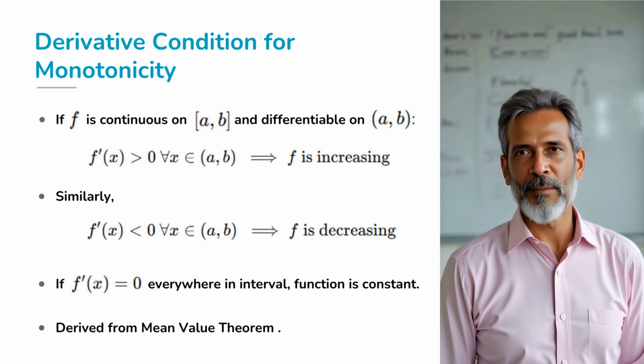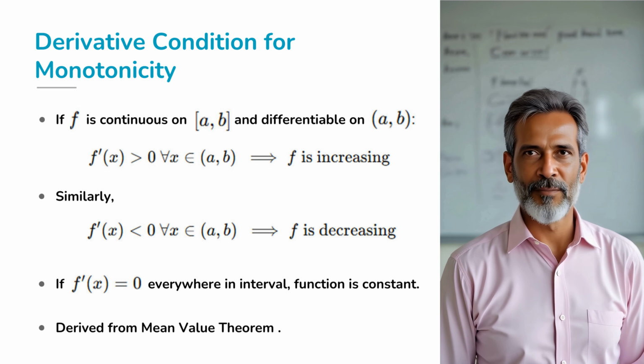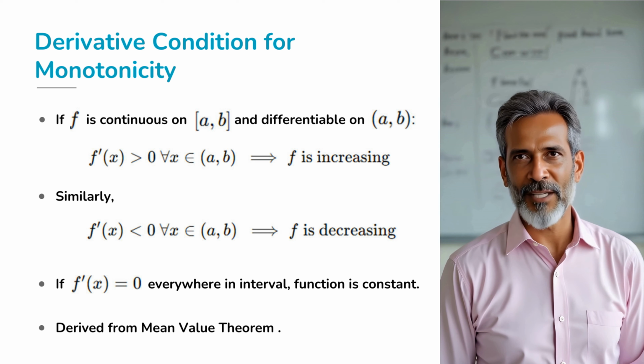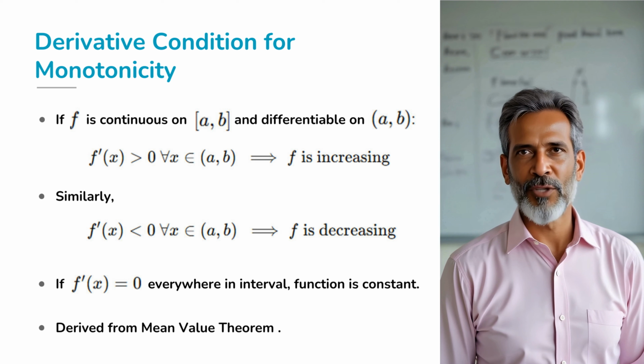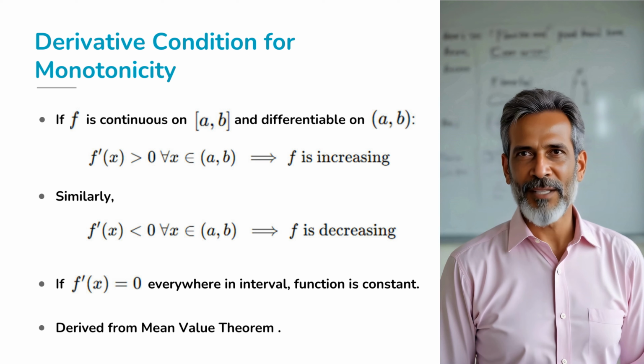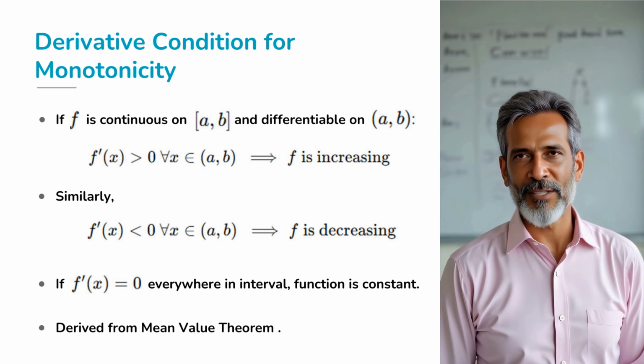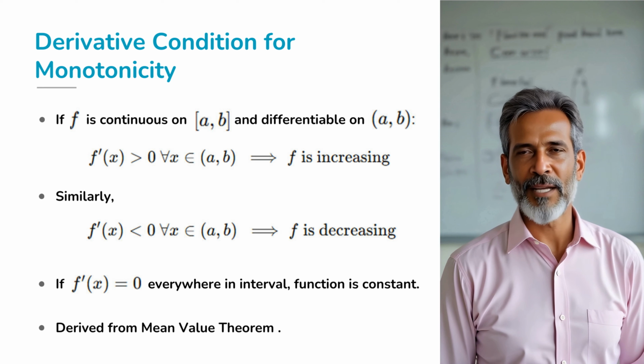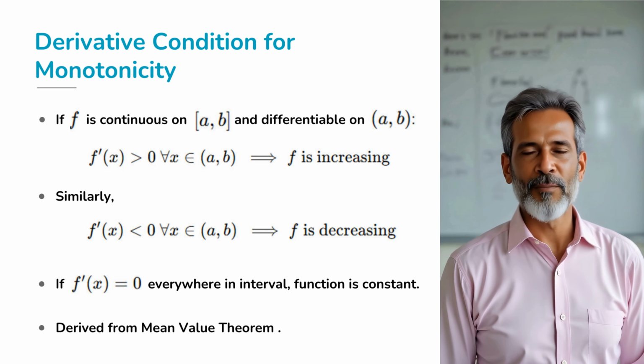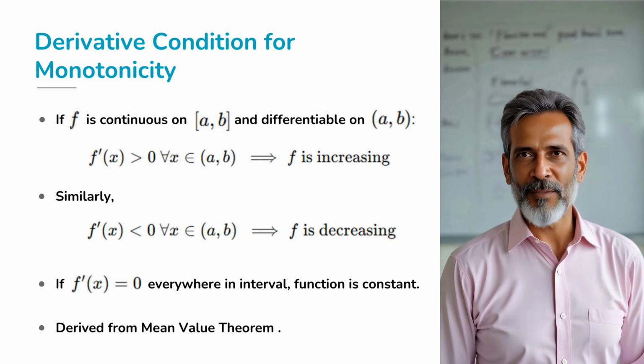Simple, right? Let's see this in action. Consider the function f of x equals x squared. Its derivative is f prime of x equals 2 times x. For values of x greater than 0, f prime of x is greater than 0, meaning the function is increasing. For values of x less than 0, f prime of x is less than 0, so the function is decreasing. It's like the graph is going uphill when x is positive and downhill when x is negative. And that's all thanks to the derivative.